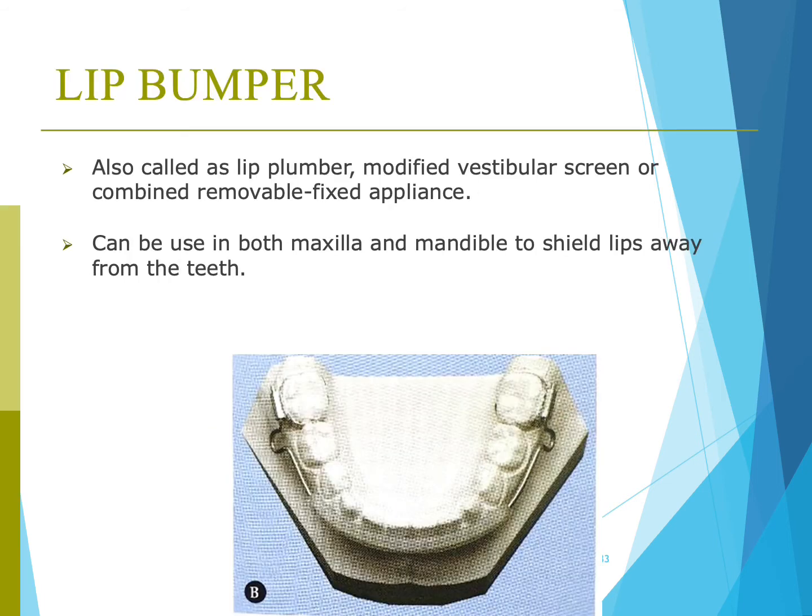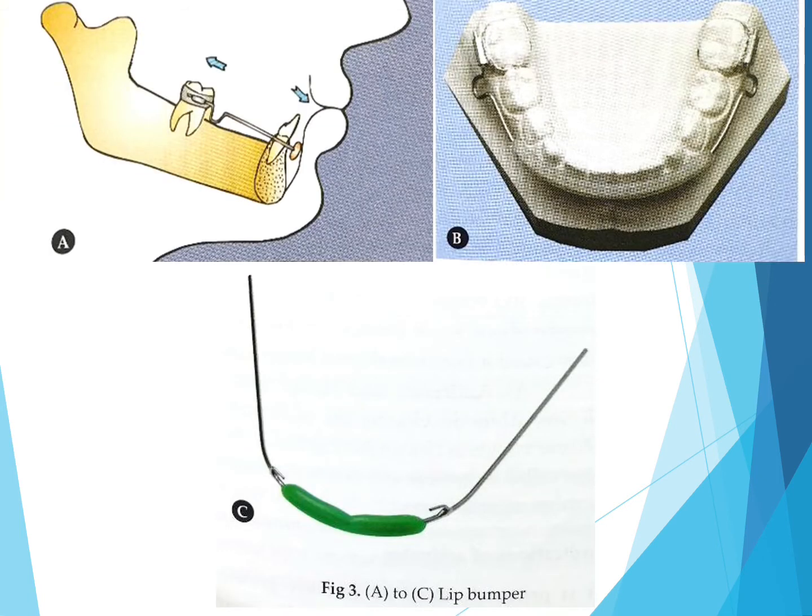The next one is the lip bumper. It's also called the lip plumper, modified vestibular screen, or combined removable fixed appliance. It can be used in both maxilla and mandible to shield the lips away from the teeth. These are the photos of the lip bumper.